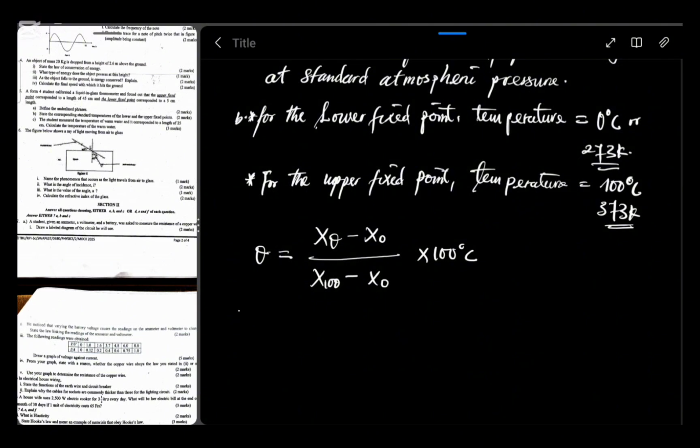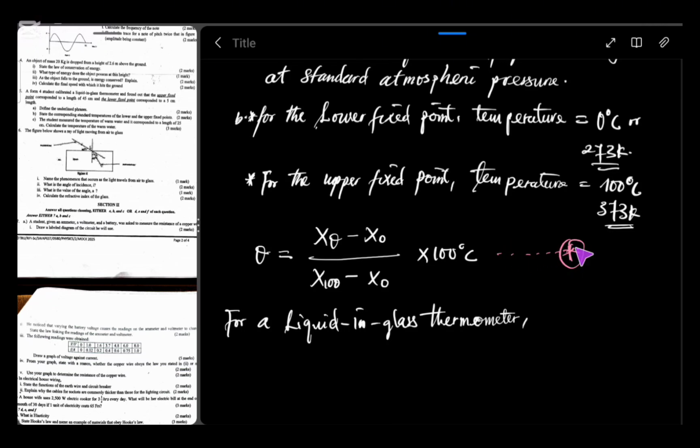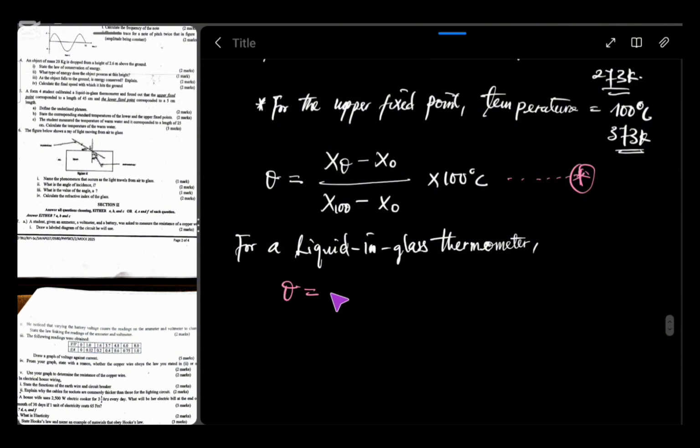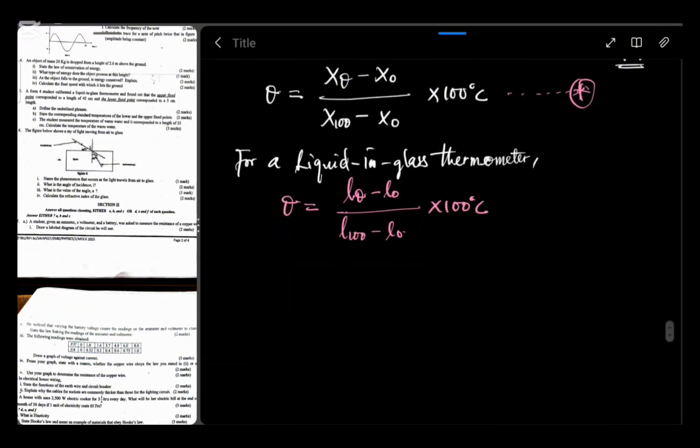So in this case, for a liquid in glass thermometer, this particular equation, which is for all types of thermometers, will transform. It will become theta equals L theta minus L0 divided by L100 minus L0 times 100 degrees Celsius. Why is this so? Because for a liquid in glass thermometer, its thermometric property is the length of the liquid column. So that's why we change it to L, because X is just a general parameter depending on the type of thermometer.